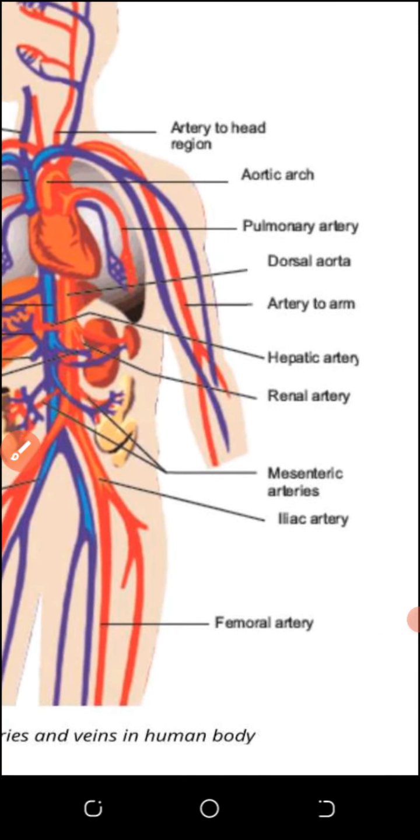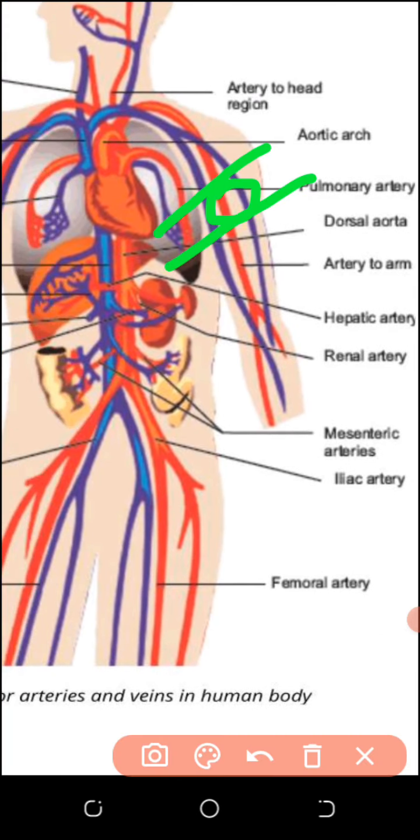This is the systemic circulation. Look here, the dorsal aorta carries the blood from the left ventricle and brings the blood to all parts of the body. Hepatic artery moves towards the liver, renal artery goes towards the kidney, mesenteric artery goes to the stomach, femoral artery moves towards the legs, and pulmonary artery, you know, goes towards the lungs, and similarly subclavian artery moves towards the limbs. So these are some arteries which you are watching and I am naming.